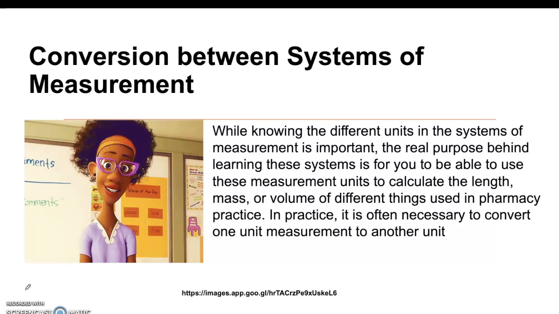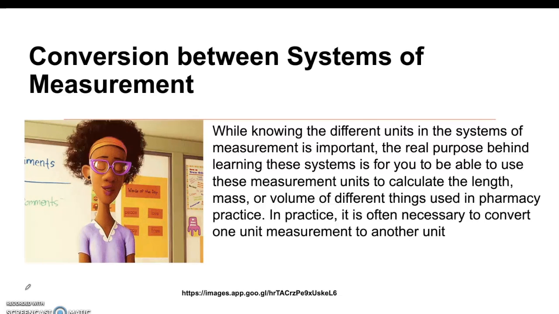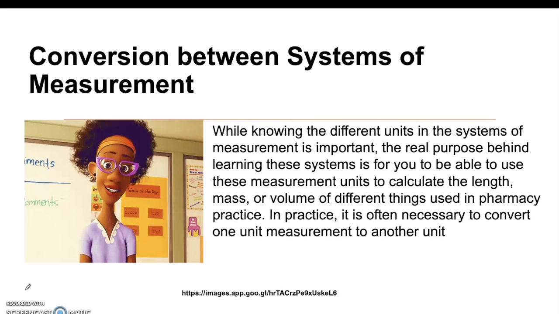In practice, it is often necessary to convert one unit measurement to another unit measurement. And there are times when you can't do a straight conversion. You're going to have to convert to one unit first, and then from that unit to the unit you require.